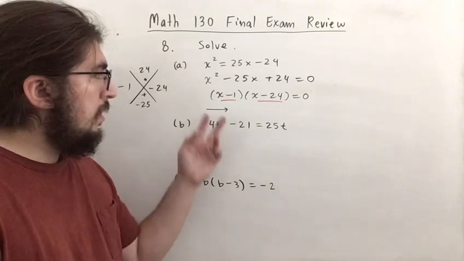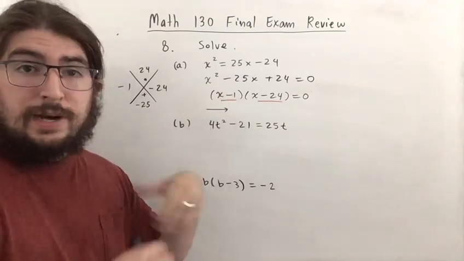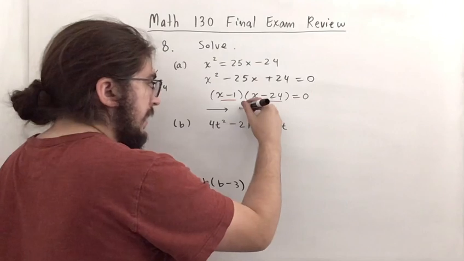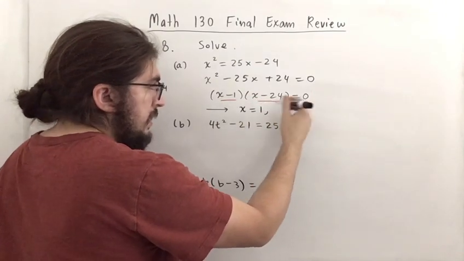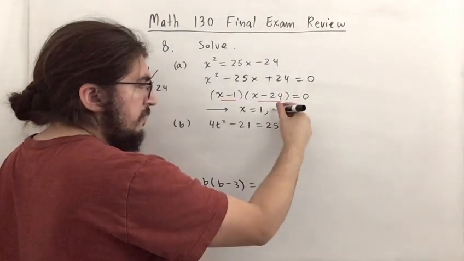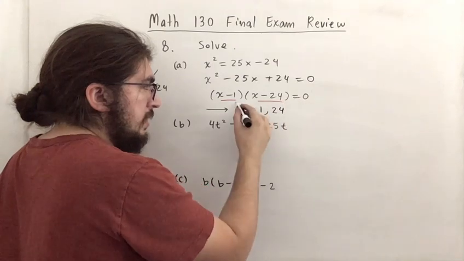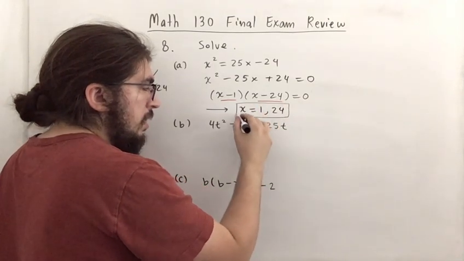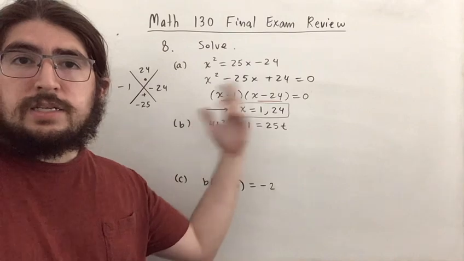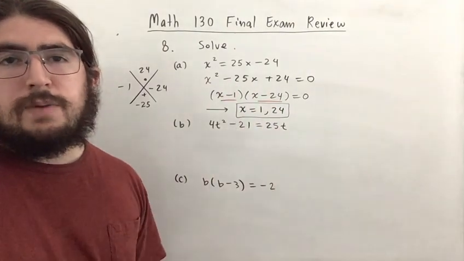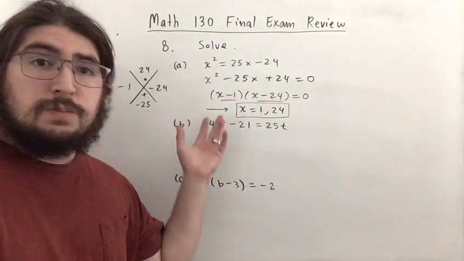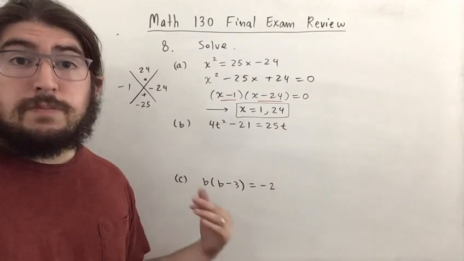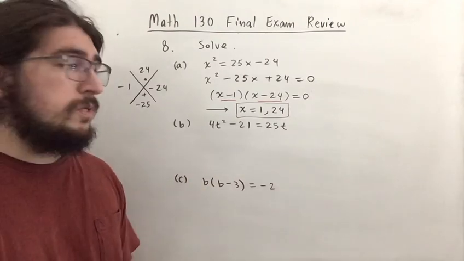But if you have two things that multiply to 0, this only happens if one of those things is 0 itself. So if x minus 1 is 0, you can write that out and add 1 to the other side. You get x is equal to positive 1. Similarly, if x minus 24 is 0, add 24 to the opposite side and you get x is equal to positive 24. Now, a very quick way of solving x minus something equals 0 is just changing the sign to a positive.